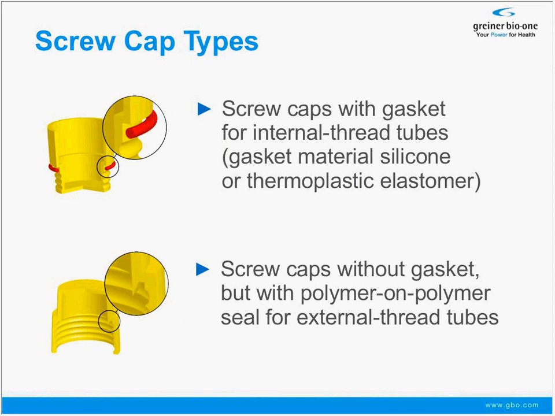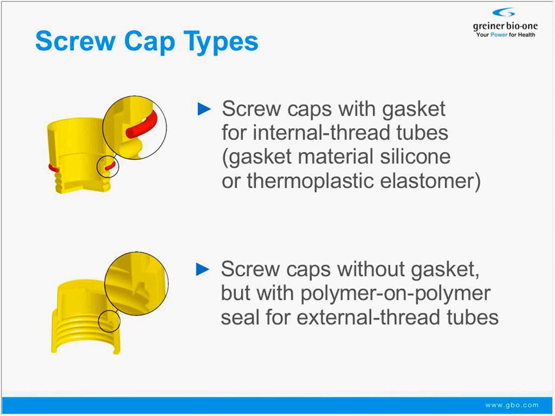If we talk about screw caps and their advantages, it's not finished because even screw caps can vary and there are different types available. But they fall into two categories. One is screw caps with gasket for internal thread tubes. The gasket material can be silicone or thermoplastic elastomer, and you see an example, a little cartoon or drawing of such a screw cap on the upper picture.